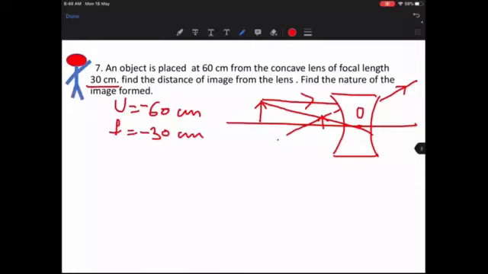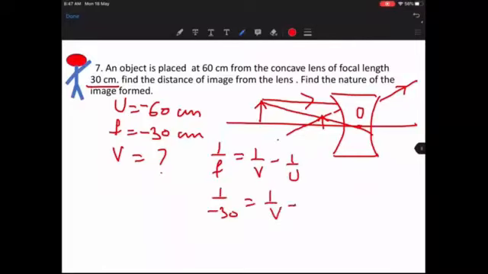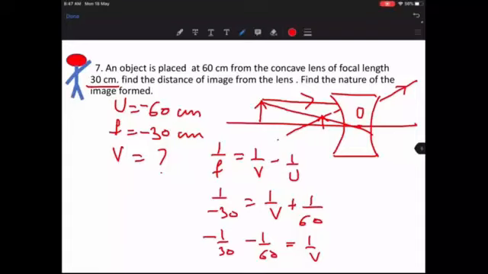So now I know my U, I know my F. What is the distance of the image from the lens? So he's asking you V. So can you calculate V? Just put down the formula. We have a lens, so the lens formula is 1 by F is equal to 1 by V minus 1 by U. So your F is minus 30, which is equal to 1 by V minus, and minus becomes plus, 1 upon 60. Okay. So it is going to be minus 1 by 30 minus 1 by 60 is equal to 1 by V. So let me know what is your V. What do you get as V? I hope this is pretty simple and you can calculate. Let me know how many of you are able to calculate V.